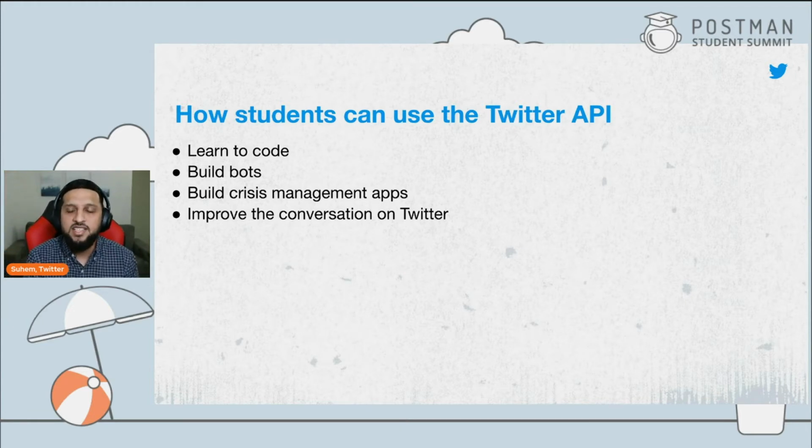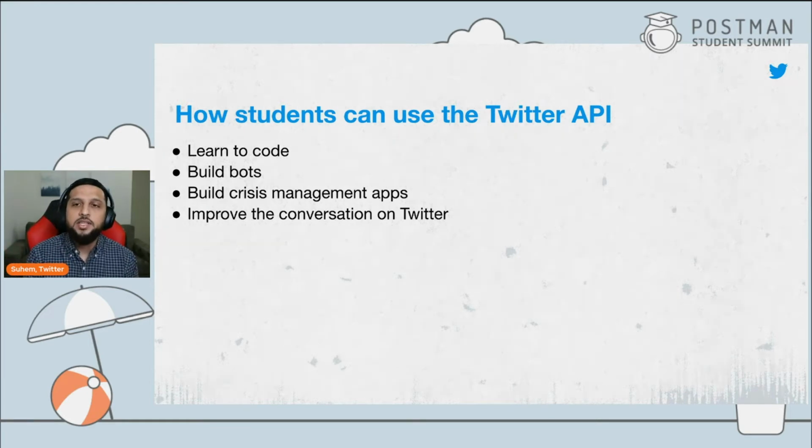Next is building crisis management apps, and this is actually something that we're going to get into in the next slide. A lot of students have built apps for emergency situations that actually help people in case of emergency. Then obviously the last use case is around improving the conversation on Twitter. So people build apps or integrations that essentially allow an improved experience on Twitter, whether it's around analytics, or around reducing toxicity in conversations, like the Block Party app does. Those are some examples.